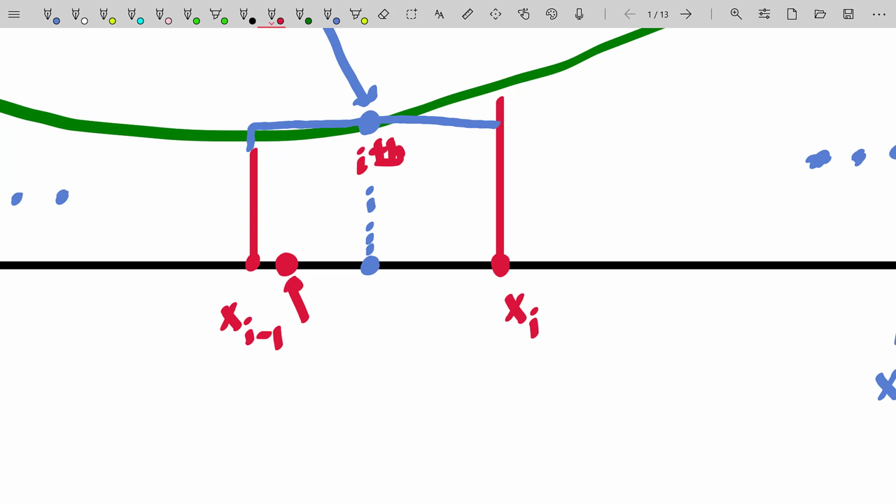Because it's arbitrary, it's just a point I'm randomly throwing a dart at, but it has to land in that interval, could be the edge point. I'm going to call that x sub i star.